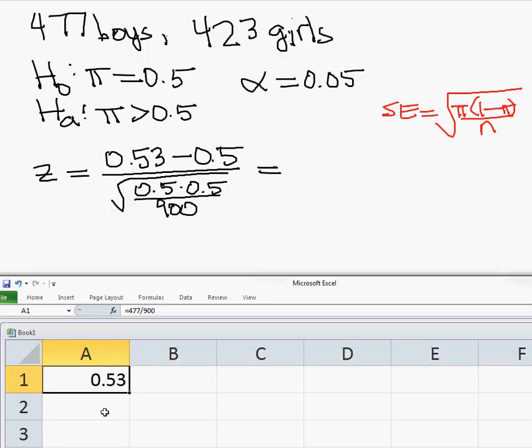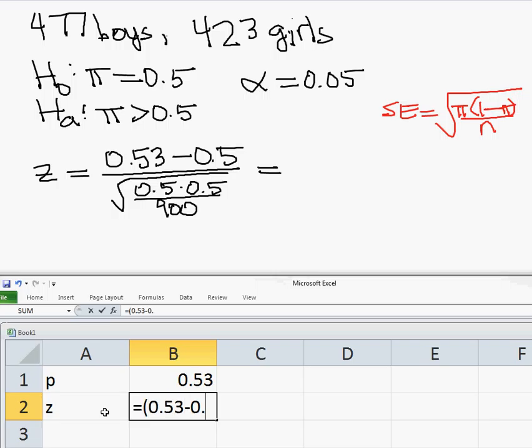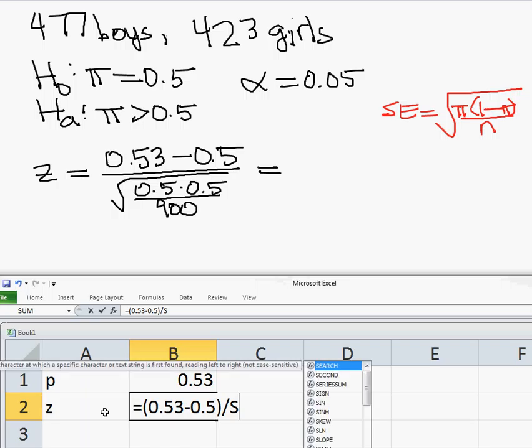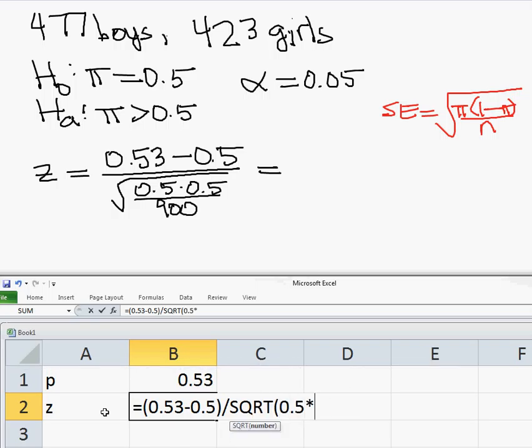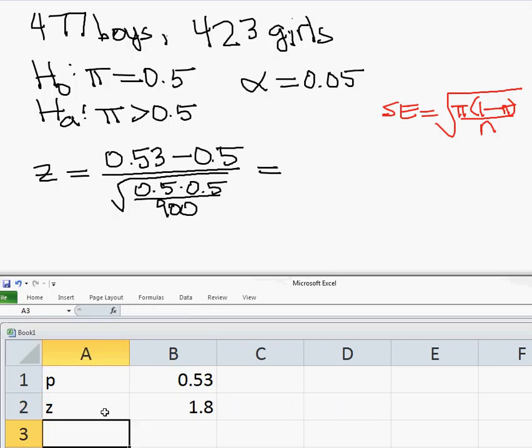So the z-value will be equal to 0.53 minus 0.5 divided by the square root of 0.5 times 0.5 over 900. And that is equal to 1.8.